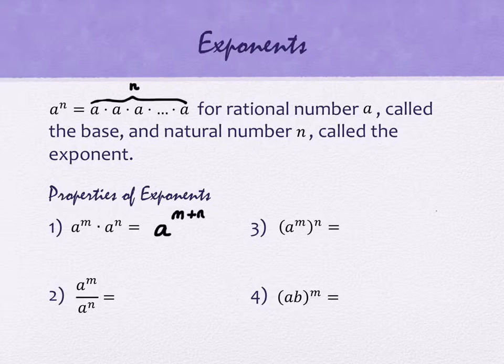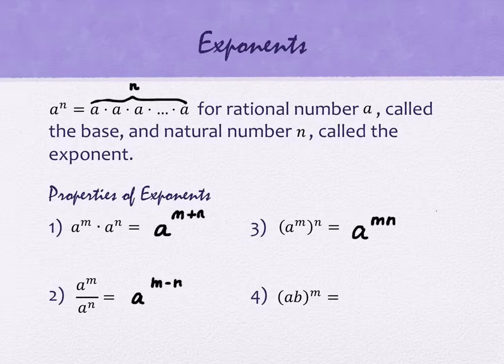The second one, a to the m over a to the n. What will I do with my exponents here? I subtract them, yes. The third one, I have a to the m, to the n. I multiply here. A to the m times n. It's not an exponent on the m, it's a multiplication times m.